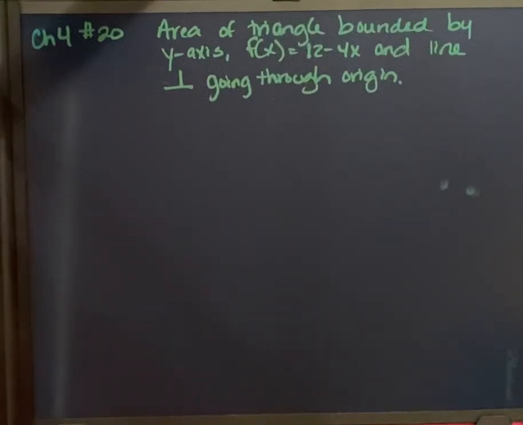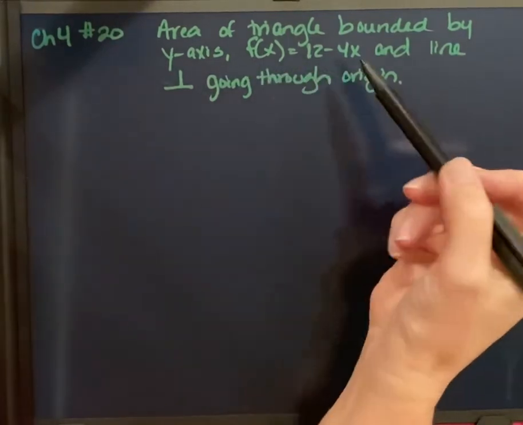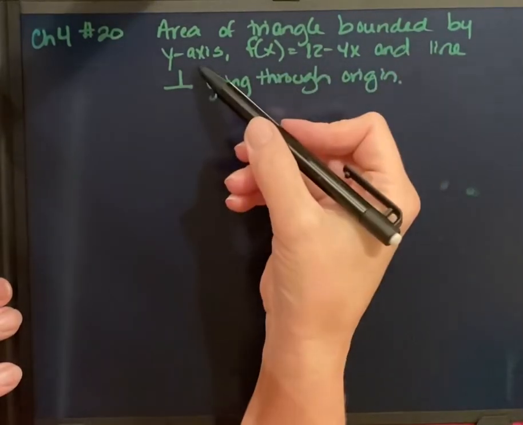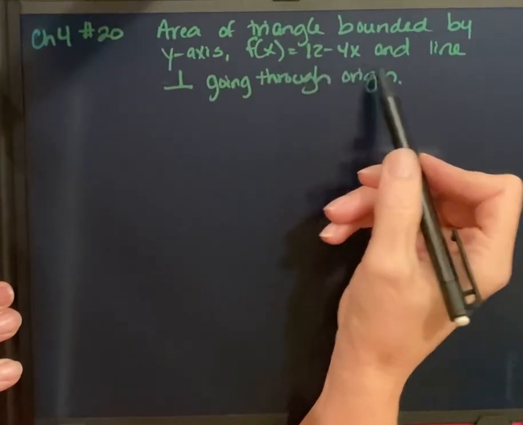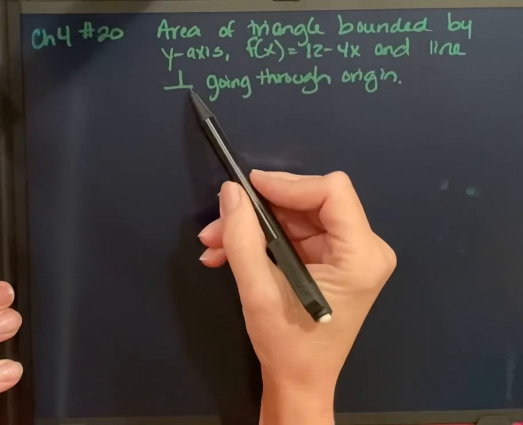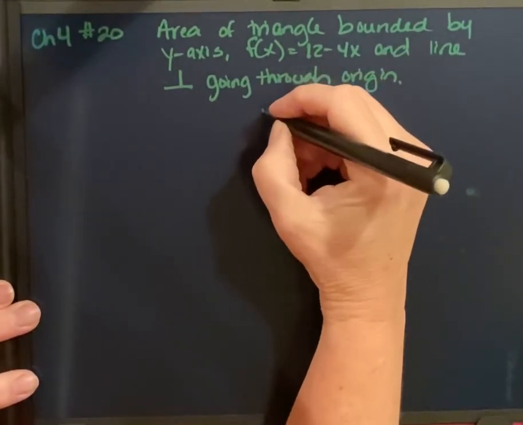Question number 20 is probably going to be in a couple parts. It's asking us for the area of a triangle bounded by the y-axis, the function f of x equals 12 minus 4x, and a line that's perpendicular to that goes through the origin. So let's go ahead and set this up first.